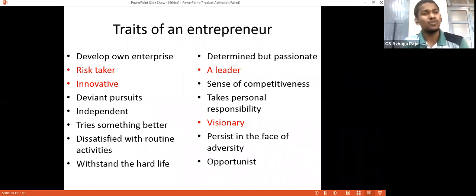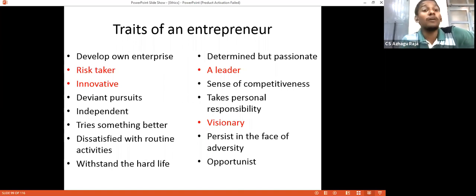And what are the traits? What do you mean by traits? Traits are the qualifications or the qualities of a personality, or the characters. From this, the four things we have seen in the previous slides are there: innovative, risk taker, visionary, and organization skill, right? These are characteristics, qualities, or qualifications. Except for those I have highlighted in red, which we have already seen, other than that we can see what the characteristics are.